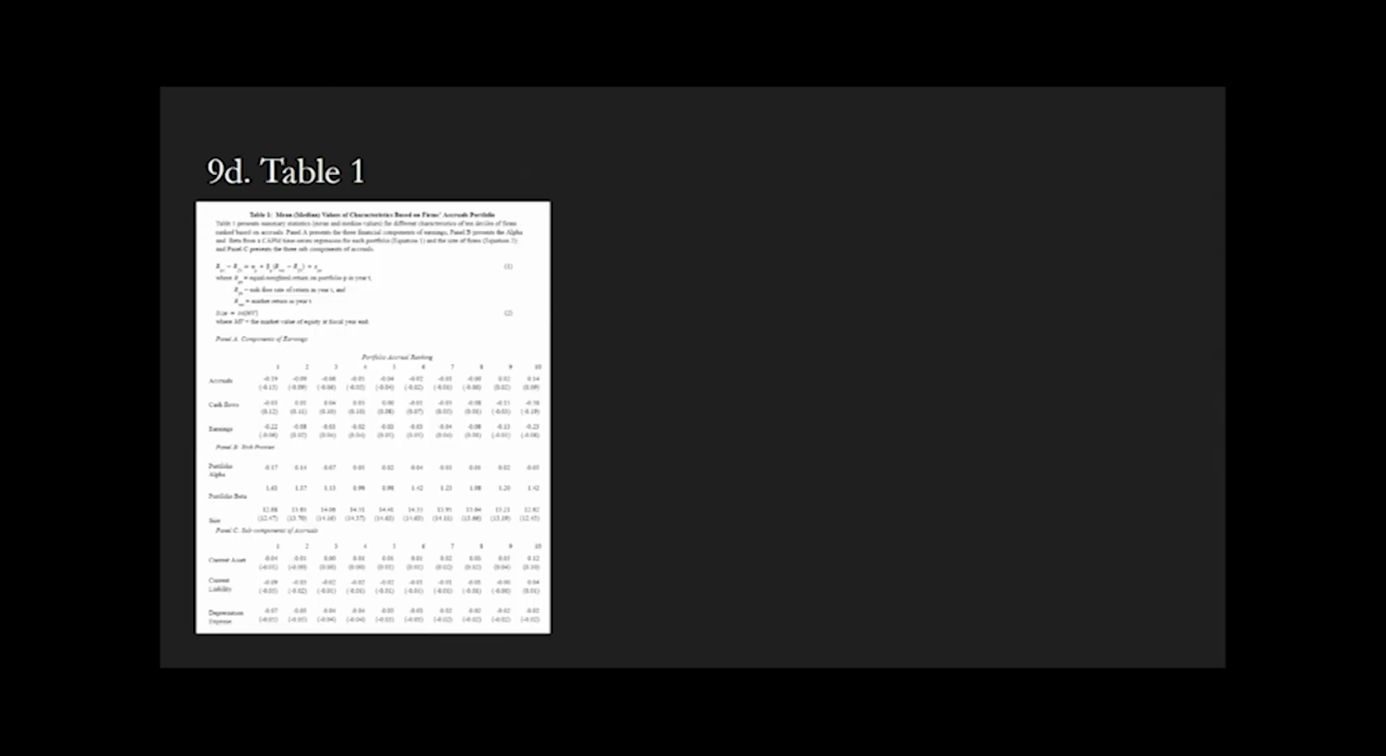Okay, and then this is the properly formatted complete Table 1. You'll notice there's a descriptive paragraph up here describing what's going on in the tables. We've got the equations, which describe what we were doing. And then we have Panel A, Panel B, and Panel C.